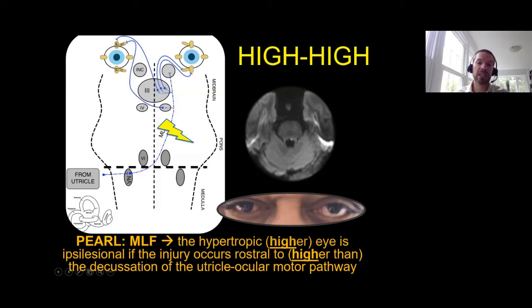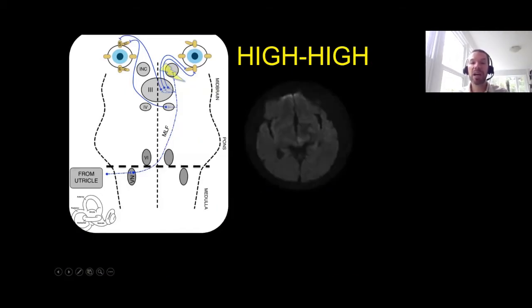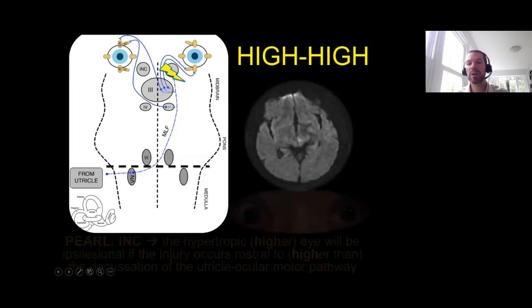Now we're affecting the other side's pathway after it decussated, now that it's ascending via the medial longitudinal fasciculus, as these utricle pathways ascend in the medial longitudinal fasciculus along with the interneurons that, when affected, cause an INO. So this is the HiHi Rule. Here's another example of the HiHi Rule. This is a patient with a stroke involving the interstitial nucleus of Cajal. This is one of the final resting places, if you will, for the utricle-ocular motor pathways.